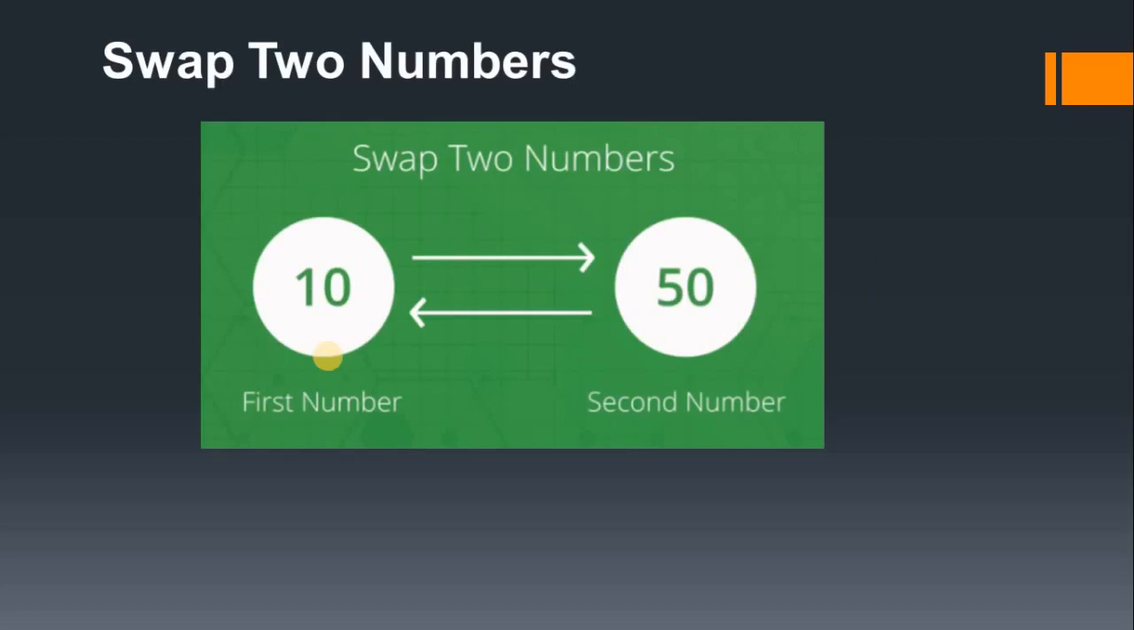So this is the image that you can observe. Suppose we have two numbers, first and second number. First number is 10, second number is 50. We will simply interchange, so first number will become 50, second number will become 10. So that is what swapping two numbers is.